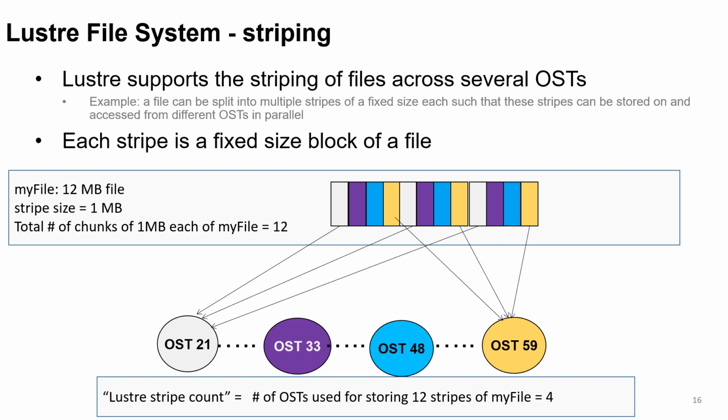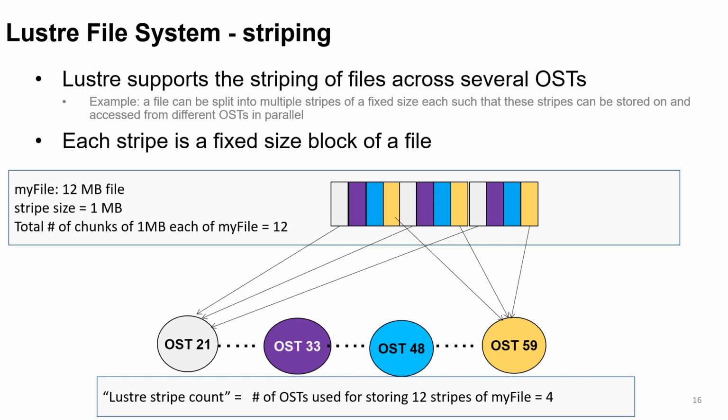So we are creating strips or chunks of this file of 1 MB in size. Then we want to decide how many storage targets we want to store this file on. Let's say we want to store this file on 4 storage targets. That means our Lustre stripe count is 4. Basically, we will use 4 storage targets to store a file.